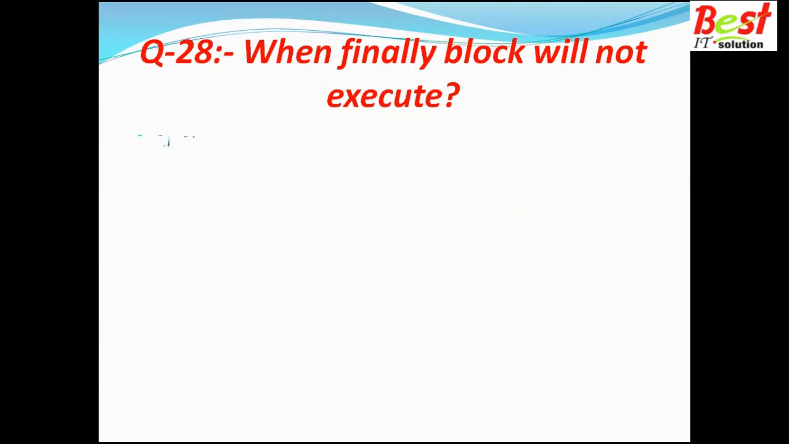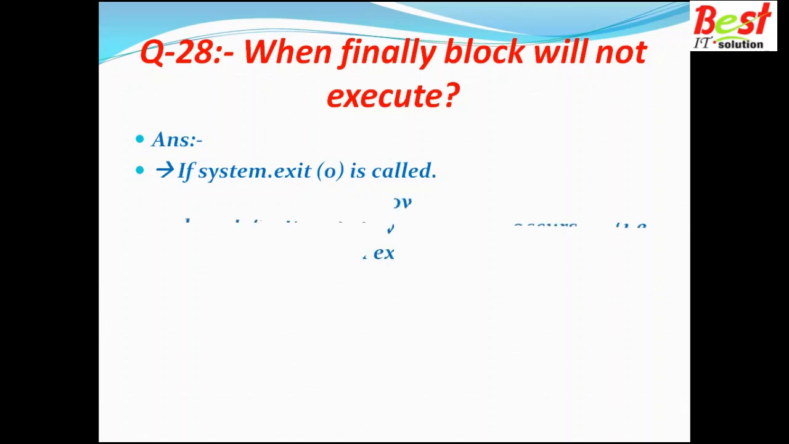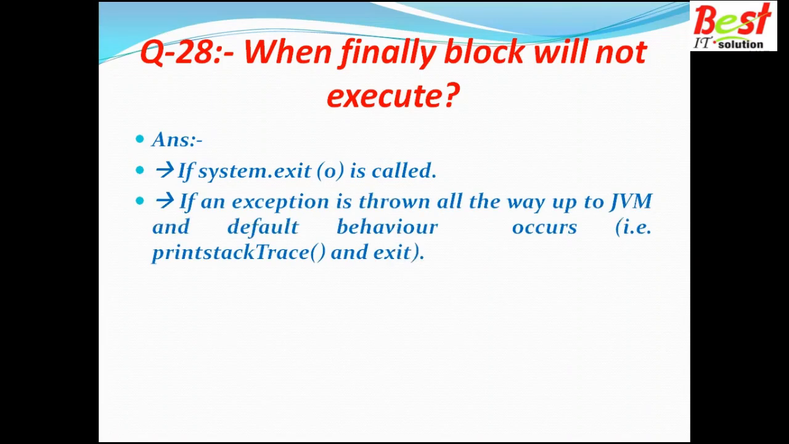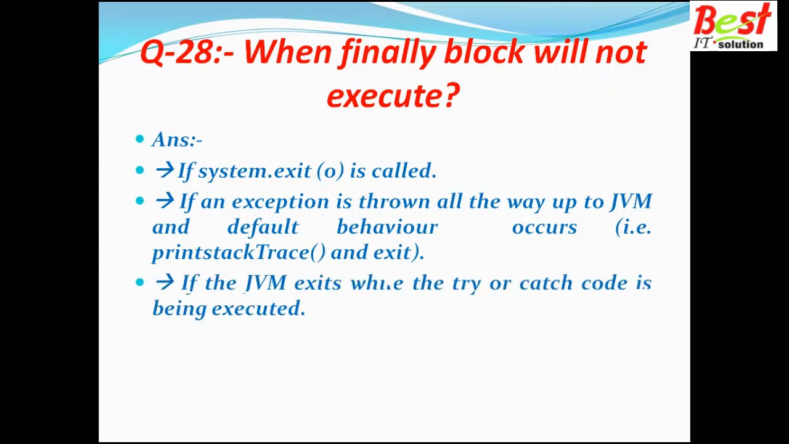When will the finally block not execute? Generally, whether there is an exception or not, the finally block will execute. If there is an error or no error, it does not matter. But there are situations when the finally block will not execute. If System.exit(0) is called, the finally block does not execute. If an exception is thrown all the way up to the JVM and the default behavior occurs, that is, print stack trace and exit.